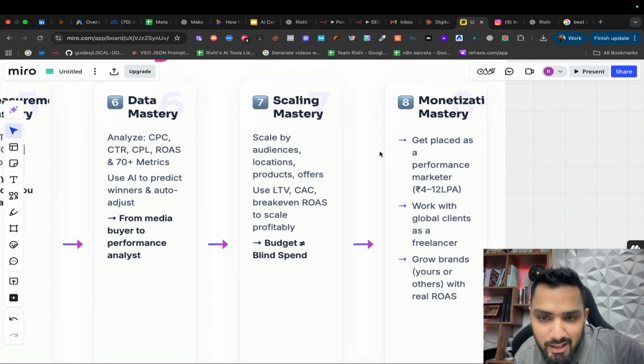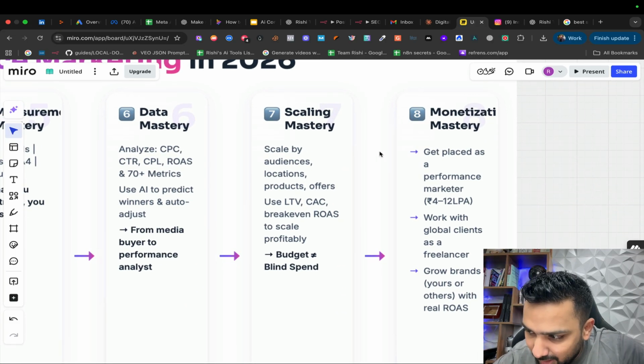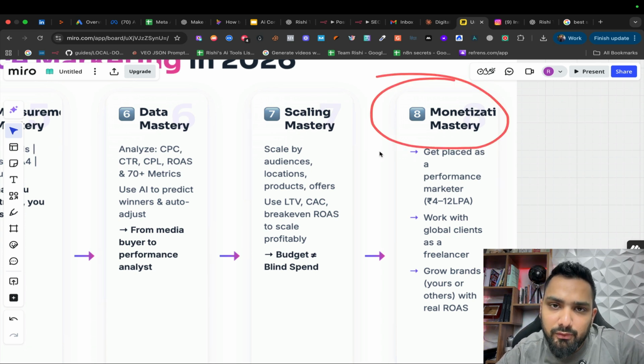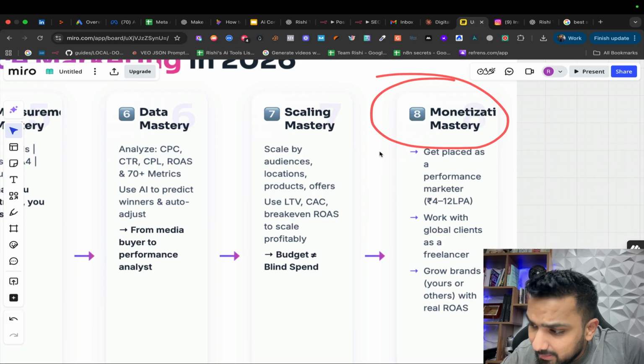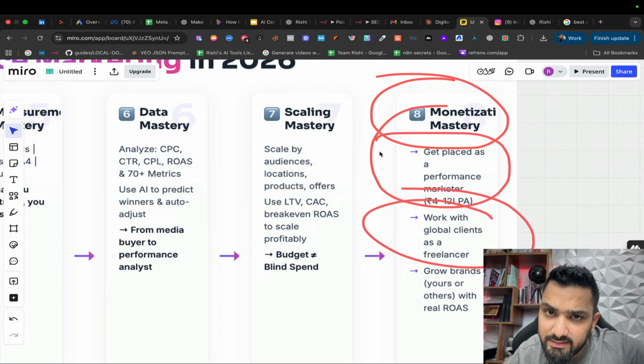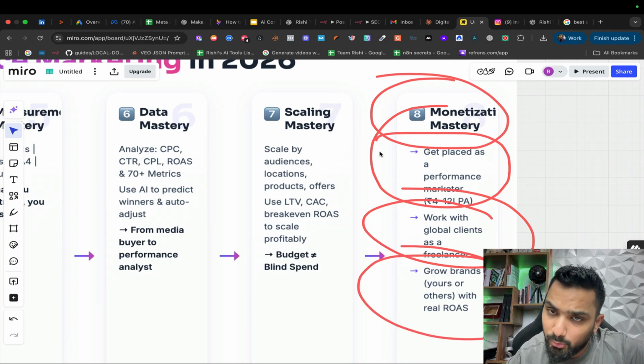And finally, the last one, the good part, the monetization part, right? Once you have really understood all of it, you've built proof of work, you've worked with clients, and get placed as performance marketers, you work with global clients or local clients to help them scale businesses and grow brands, which could be your own brand or others, with real ROAS. Now remember one thing: the money is at the strategy level. All right.